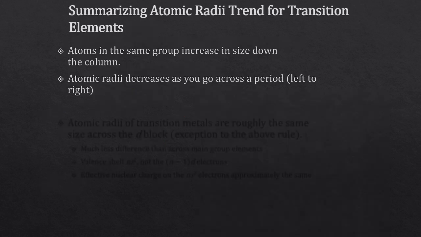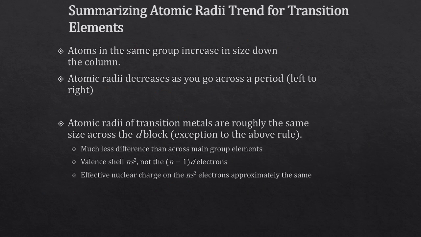So, what do we need to know? Atoms in the same group increase in size as you go down the column. Atomic radius decreases as you go across a period, so from left to right. So again, just think of that picture I drew on the last slide, where it gets really big towards the bottom left, that's where the big is, and tiny towards the top right, that's where it's tiny, or small.